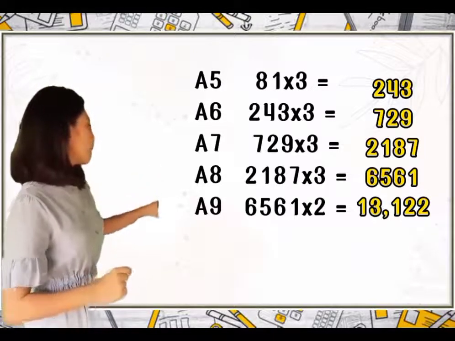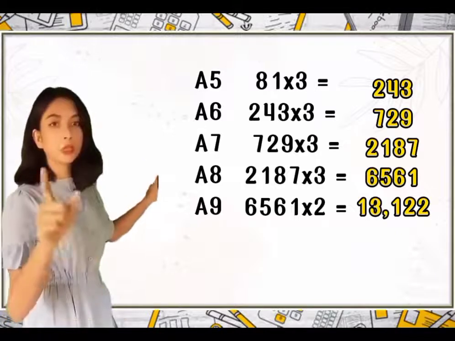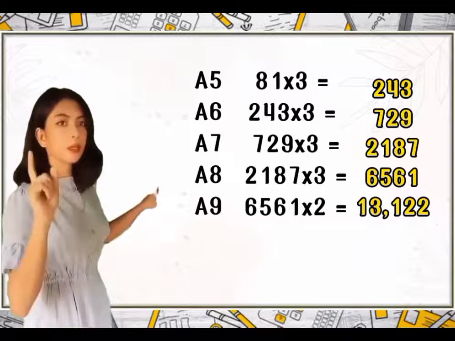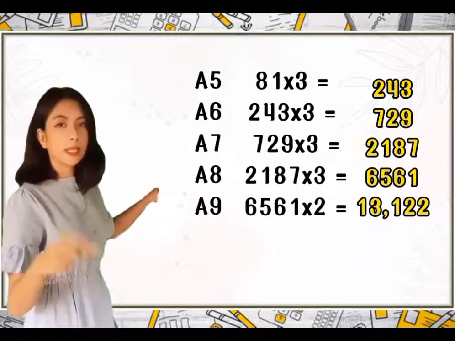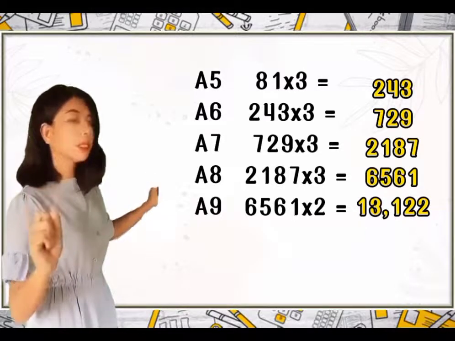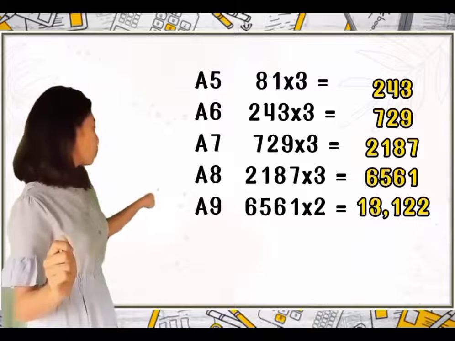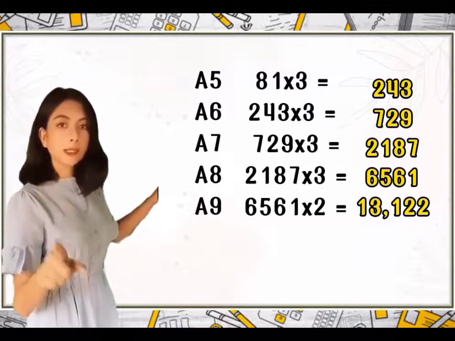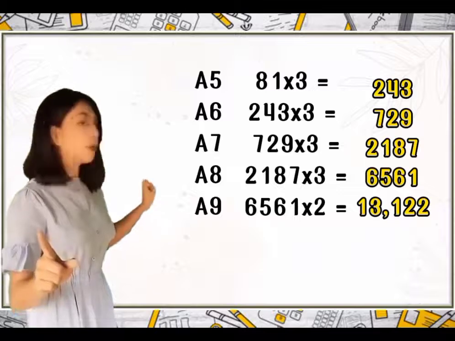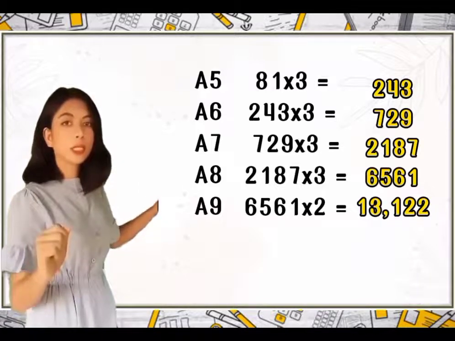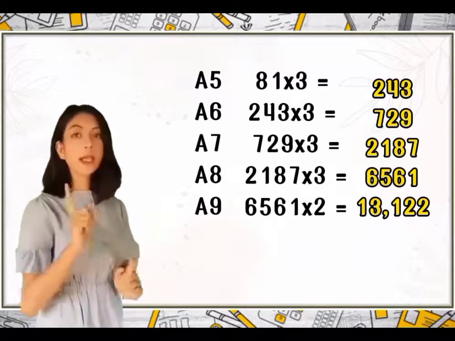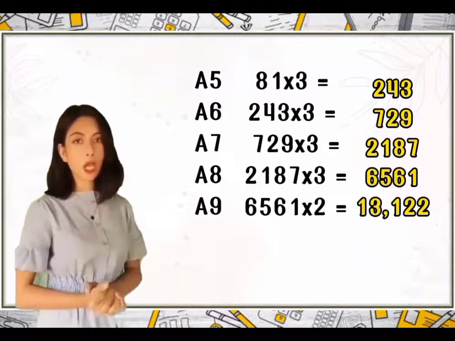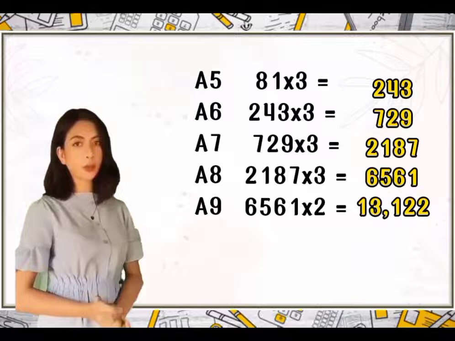2187 times 3, that is 3 times 7, that is 21, carry 2, 1, then 3 times 8, that is 24, plus 2, that is 26. So, 3 times 1, that is 3, plus 2, that is 5, then 3 times 2, that is 6. Ang 8th term natin ay 6561. At siya ngayon si 3 raised to 8.